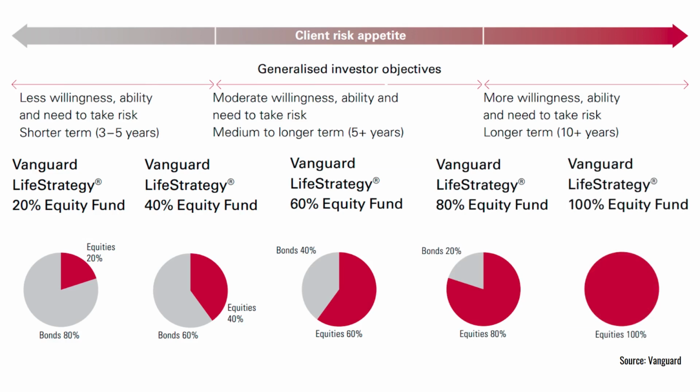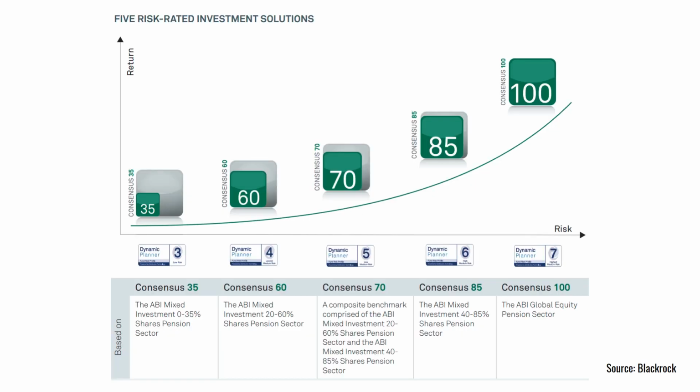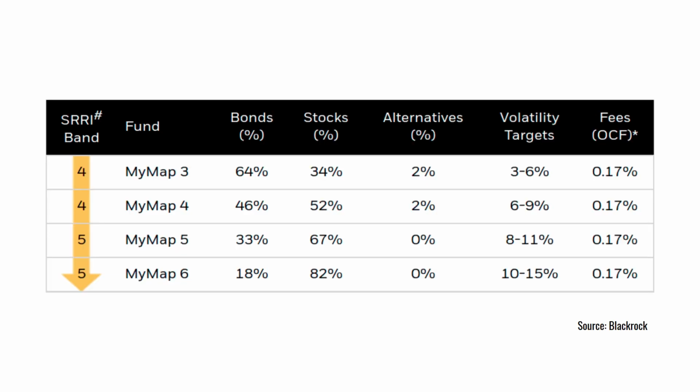the highest risk. BlackRock has a similar suite of products called consensus funds, which go from the very safe Consensus 35 fund all the way up to the Consensus 100 fund, which has the highest risk. And in 2019, BlackRock launched the MyMap family of funds, which are risk graded in exactly this way, ranging from MyMap 3, which is the lowest risk, all the way down to MyMap 6, which is the highest risk.